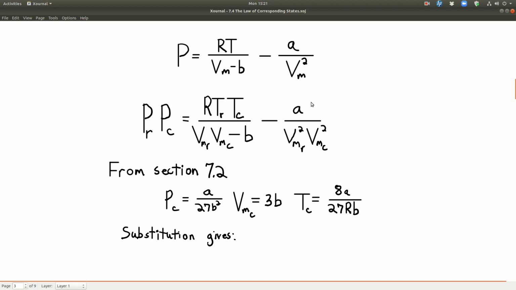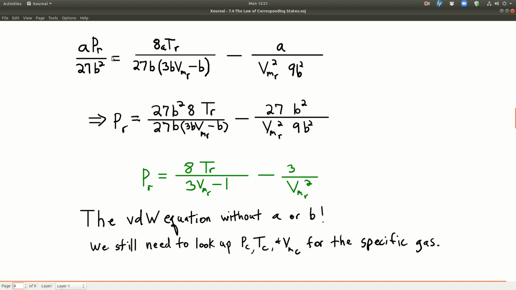But we showed back in section 7.2 that the critical pressure for the van der Waals equation can be written like this, the molar volume like this, and the critical temperature like this. Substituting these values in for the critical pressure, volume, and temperature, we get this. There's the pressure, temperature, volume, and so on. This reduces really nicely, so check my algebra, but it looks like everything cancels till we get down to this really simple equation. The nice thing about this equation, guys, is that this is the van der Waals equation without any of the van der Waals constants, a or b.